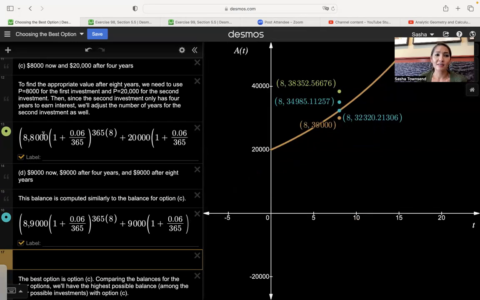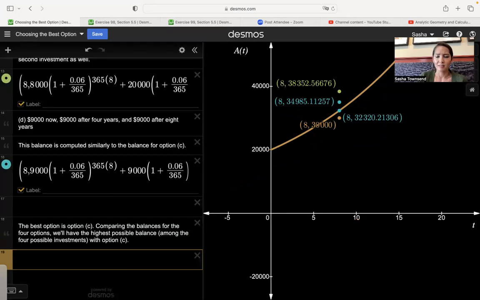we deposit $8,000 now at 6% interest compounded daily. And then we deposit $20,000 4 years from now at 6% interest compounded daily for 4 years, as opposed to the 8 years for the first investment. So that's our best option.